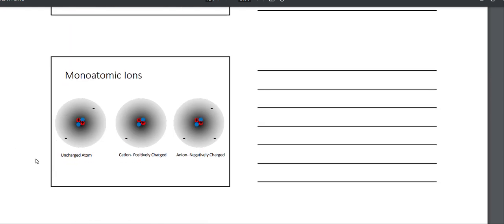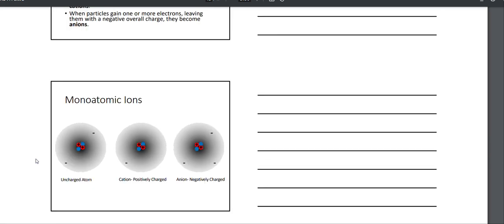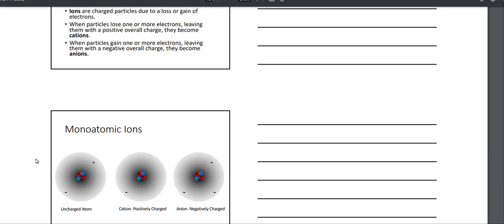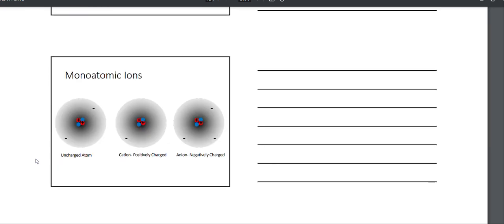Monoatomic ions. Because we're talking about ions, there are different kinds of ions. There is the monoatomic and there is the polyatomic ions. I don't think we'll get to the polyatomic ions in this chapter, but we will in chapters to come. Mono means single, so a monoatomic ion is an ion with a single atom, not two or three, just one single atom.